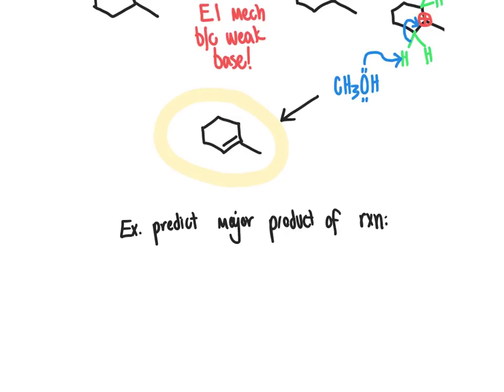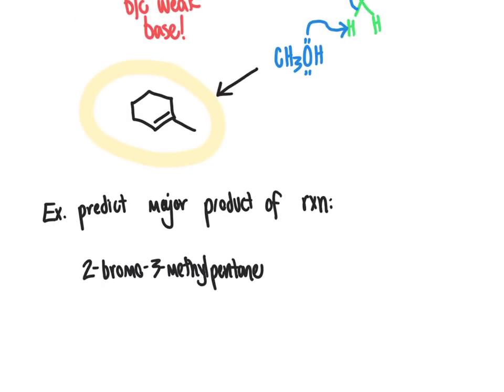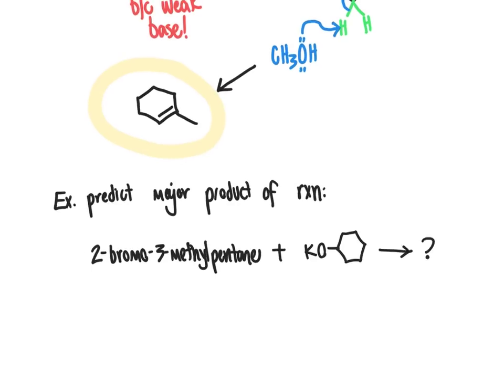And what we're going to start with here is 2-bromo-3-methylpentane. And we're going to go ahead and react that with the following molecule. And we're going to ask what the final product would be of this reaction.